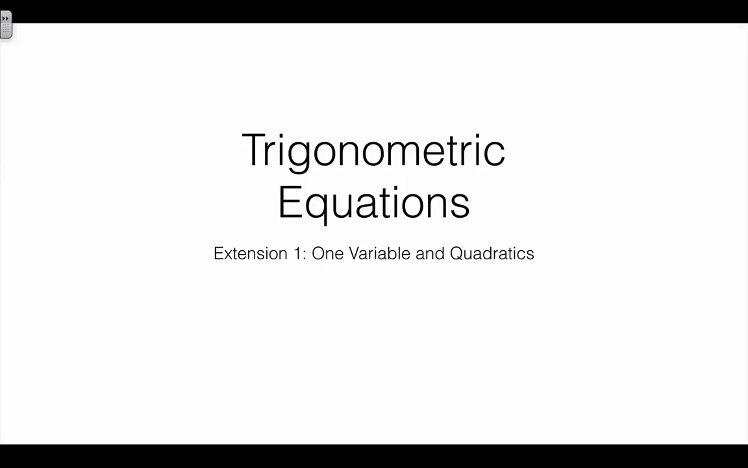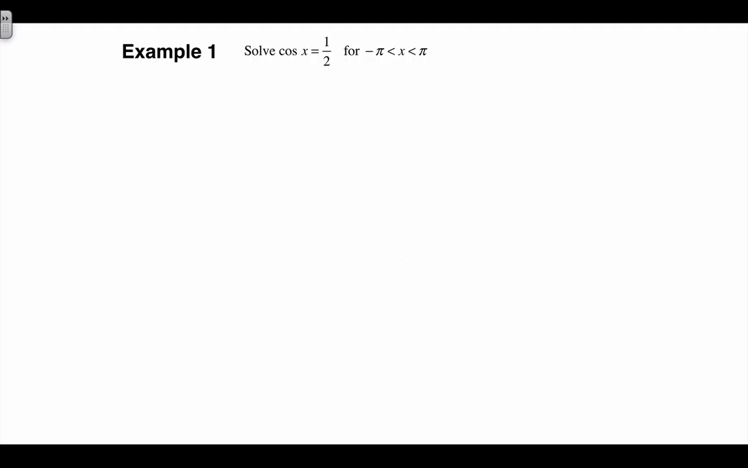Trigonometric equations, we're going to look at ones that contain one variable and/or are quadratic in origin. Okay, for example 1, nice easy one, solve cos x is equal to a half, and you've got to be very careful here. Look at the bounds, minus pi is less than x is less than pi.